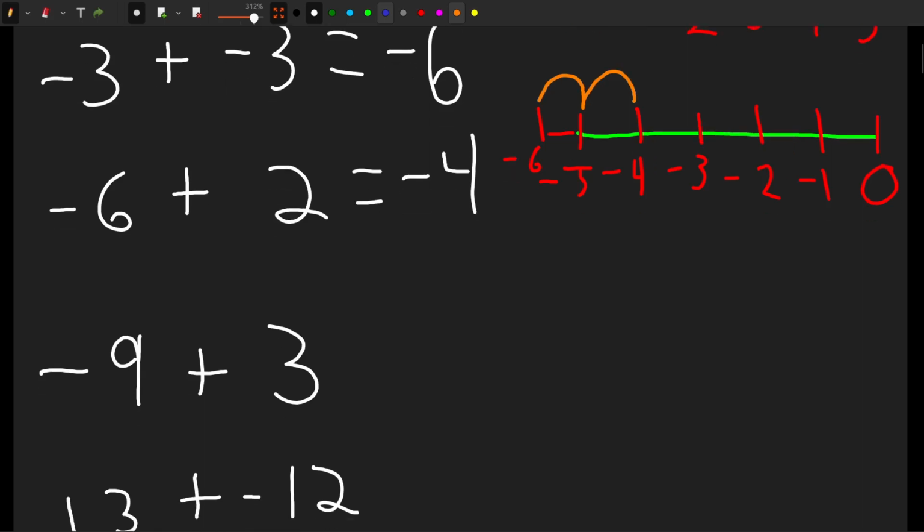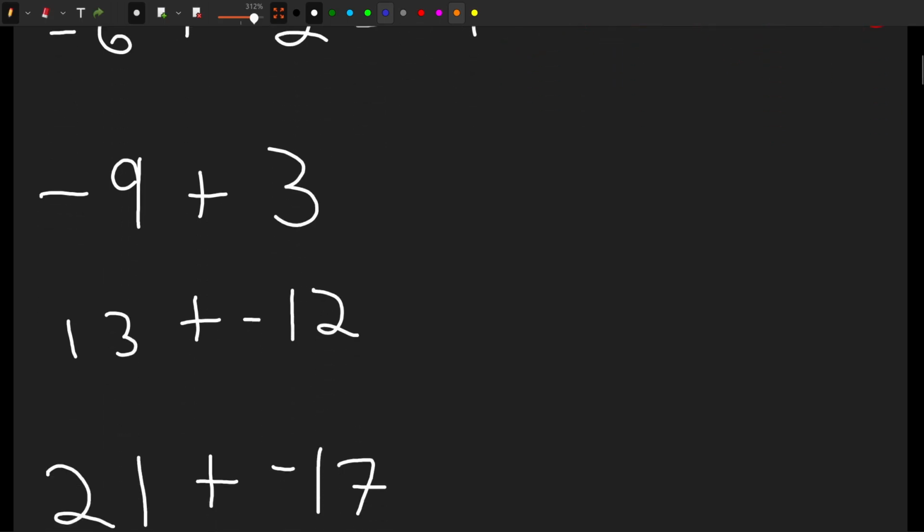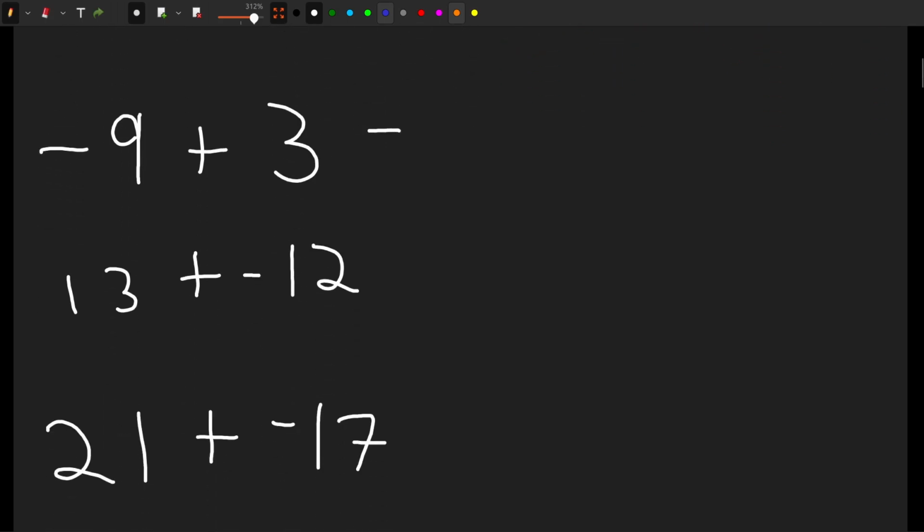Now, let me move down to the next problems. We have negative 9 plus 3. I'll add the equal sign because I forgot to do that. Negative 9 plus 3. Well, if we think about this, we can write a number line, or we can kind of think it in our head. We go to negative 9, and then we go back 3 spots. So that would be negative 8, negative 7, negative 6.